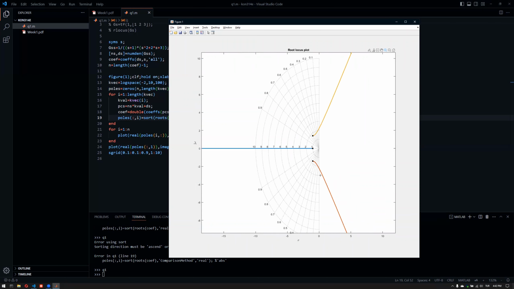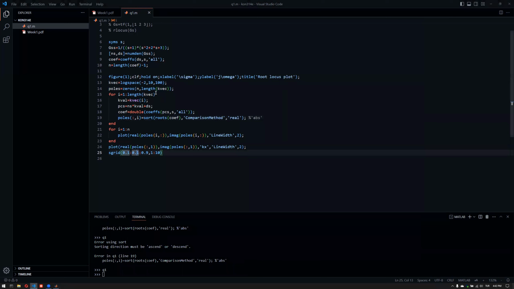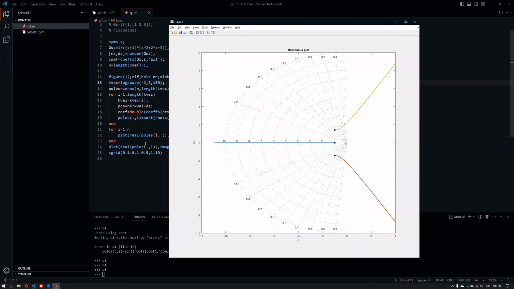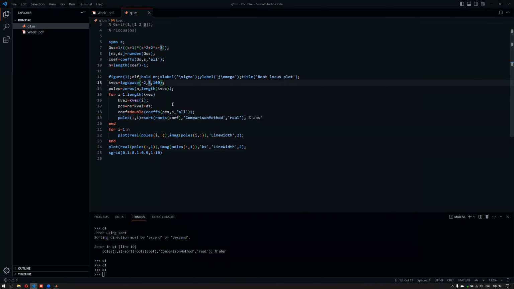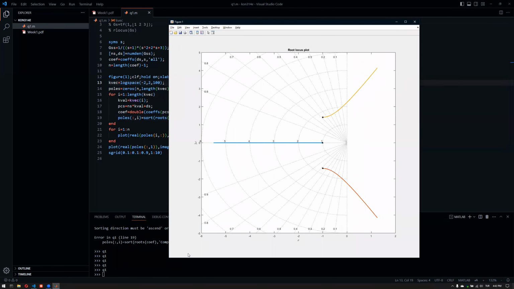So there we go. We solved the issue here. Now 10 is too much, of course. But this is also still too much. Let's keep it power of 2. There we go. This is a way better representation of a root-locus plot.